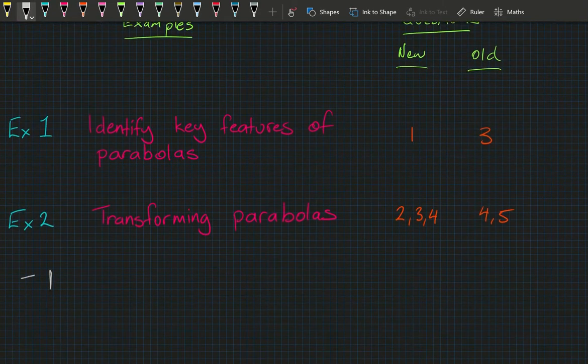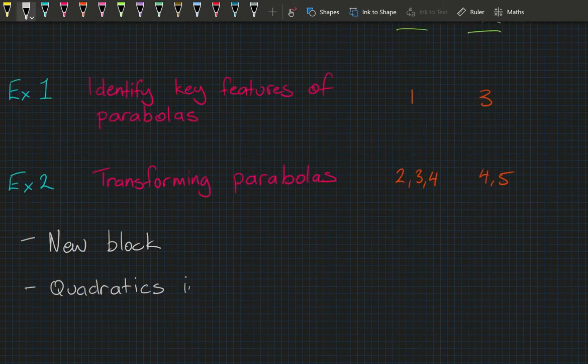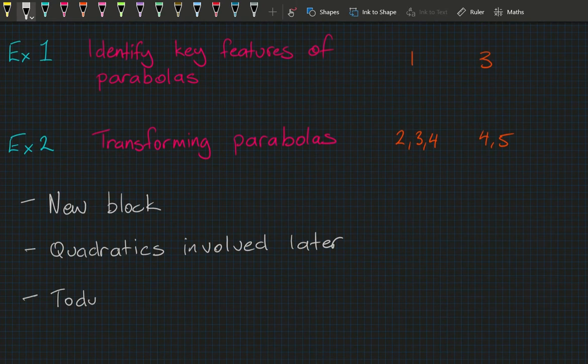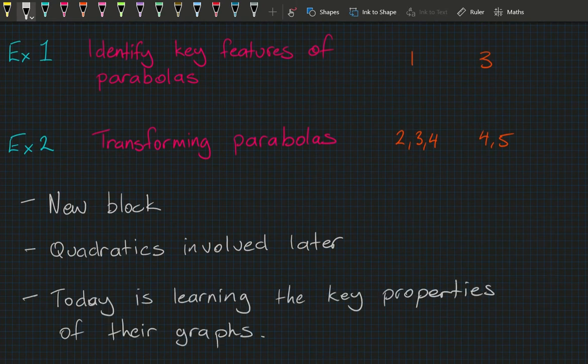So welcome to the new block of learning in this unit. Quadratics will be involved later on in this block. But today's lesson is all about the key properties of their graphs. Alright, let's move on to the introduction.